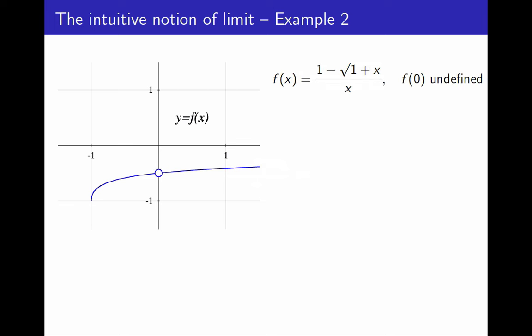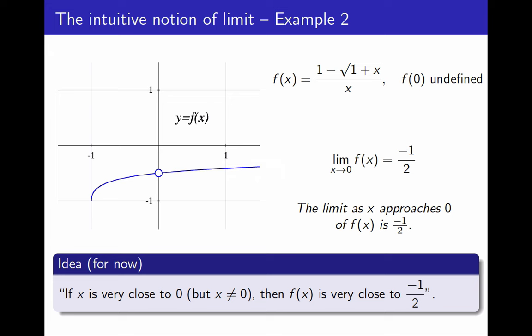So I'm going to say, like before, that the limit as x approaches 0 of f of x is minus a half. And what that means is that even though f of 0 is undefined, if x is very close to 0, but not 0, then f of x is very close to minus a half, suggesting that the value at 0 should be minus a half.